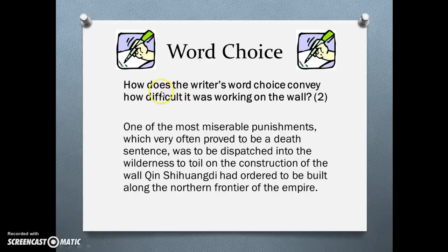If I look back at my question, it's asking me about how does the writer's word choice show me that it was difficult, and already I'm picking out and making connections with words such as miserable. Okay, that tells me that it's not a happy place to work, but does it convey difficulty? Maybe not. The next phrase that's sort of jumping out at me is this part here, death sentence.